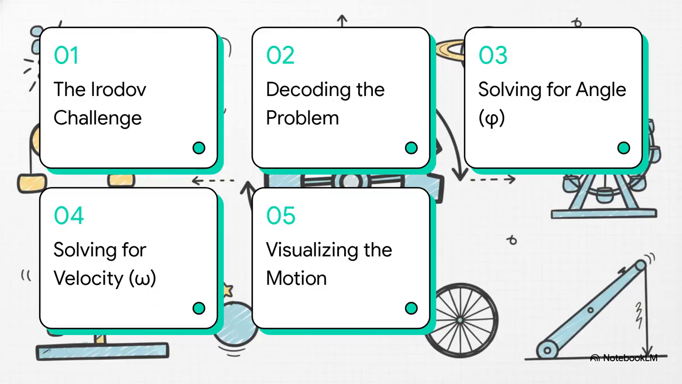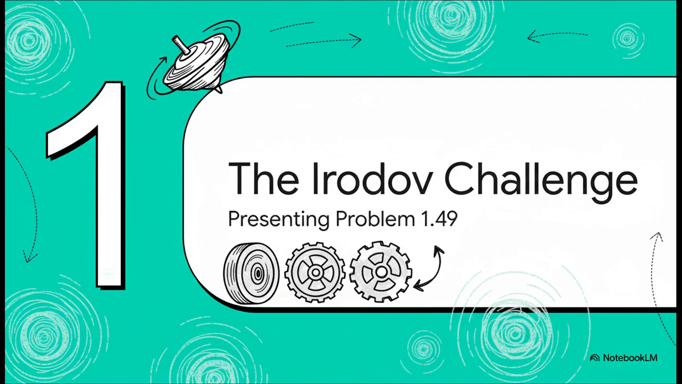So here's the game plan for today. First, we'll lay out the challenge itself. Then, we'll spend a moment decoding the problem, getting our tools in order. After that, the fun begins. We'll solve for the angle, then we'll find the velocity, and to wrap it all up, we'll step back and really visualize what this motion looks like in the real world. Okay, let's get right into it.